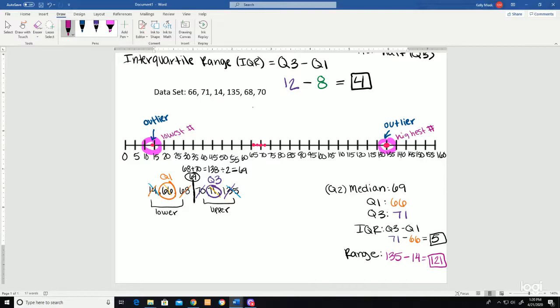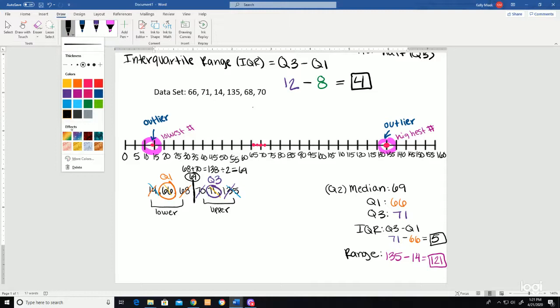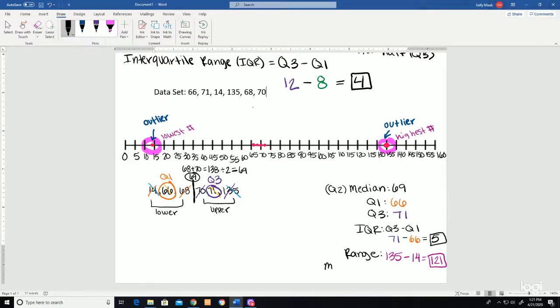From this data set, you could also figure out the mode. Is there a number that you see more than the others? All of the numbers I see are only represented once, so that would mean that there is no mode. And if you really wanted to, you could find the mean. Remember, to find the mean, you would add all of these numbers up and divide by how many there are. So let's do that real quick.